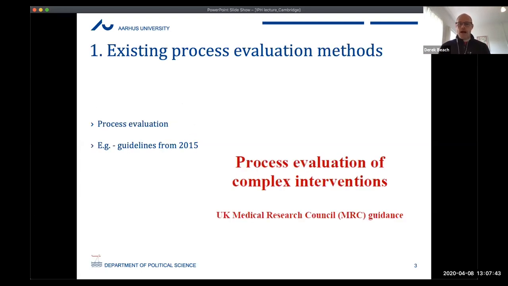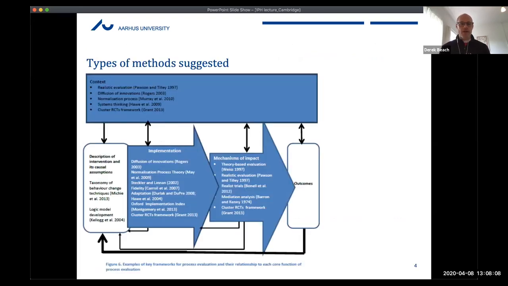Okay, so as an example, this is from the UK Medical Research Council, talking about process evaluations, and then the different types of methods and tools that are typically talked about when we talk about analyzing, for example, policy interventions. And for those of you that are familiar with evaluation methods, these would be things like looking at, for example, the context within which a given policy intervention is put in place. This could be using ideas from realist evaluation, for example.